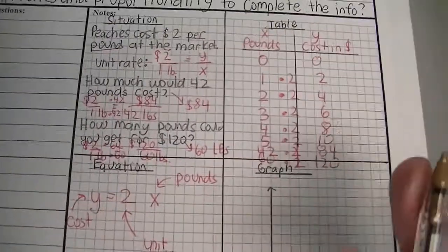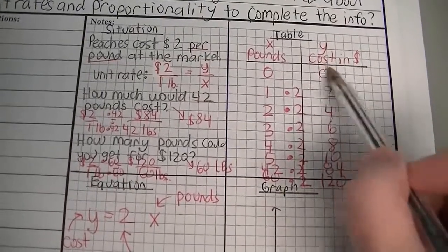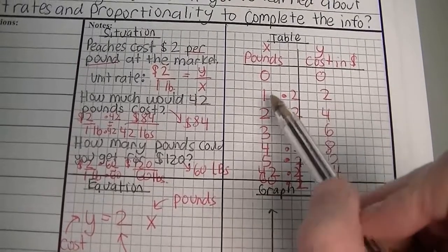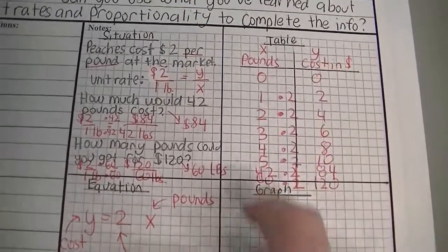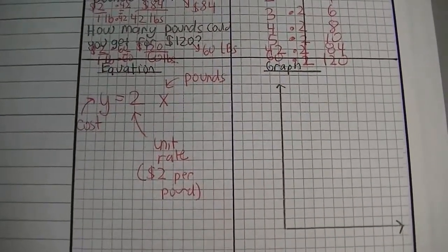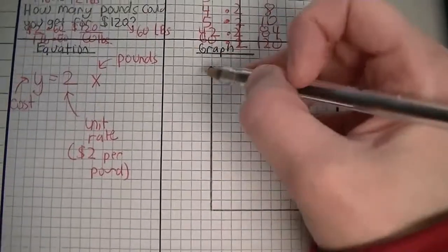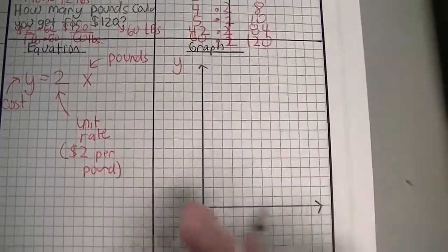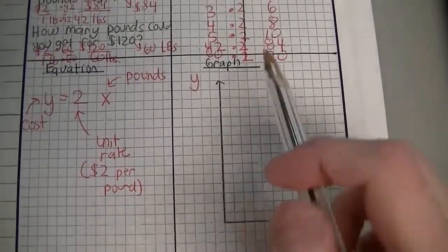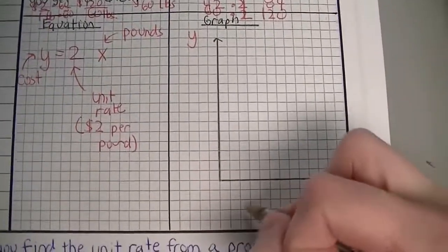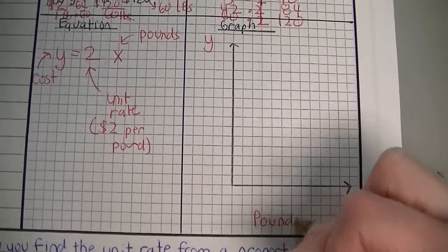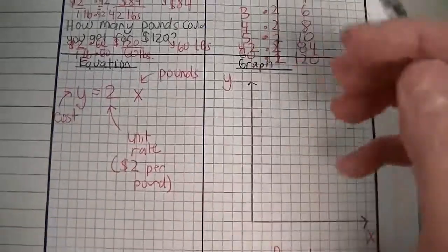I hope that makes sense to you because Y is the dependent variable, X is the independent variable. The cost depends on how many pounds you get. So that's why this is dependent and this is independent, okay? All right, let's go on to the graph. And you know that this axis right here is the y-axis and this axis right here is the x-axis. And x represents pounds, if you forget, you can look right here. You're going to be consistent throughout all of those representations. And then y represents the cost.